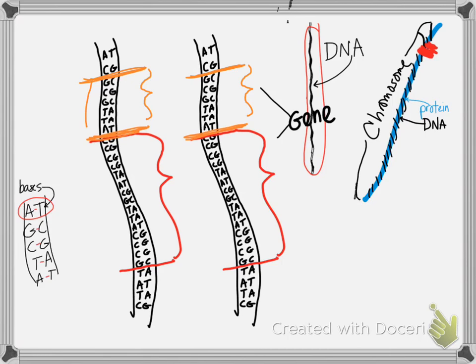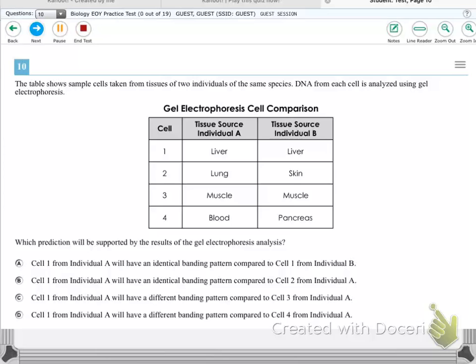Okay. I would like you to go into Safari in the few minutes we have left, log into the student practice test, and go to the grade 10 end of year exam for biology. The table shows sample cells taken from tissues of 2 individuals of the same species. DNA from each cell is analyzed using gel electrophoresis. You don't have to know what gel electrophoresis is. All you have to know is they ran the DNA.